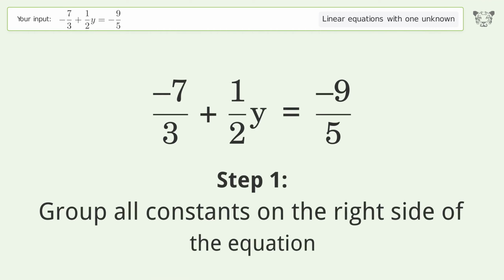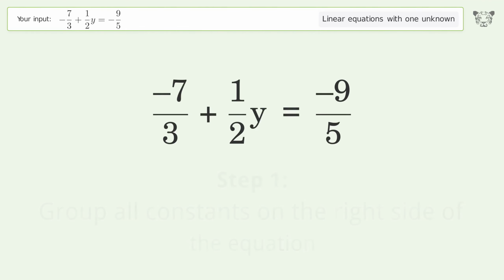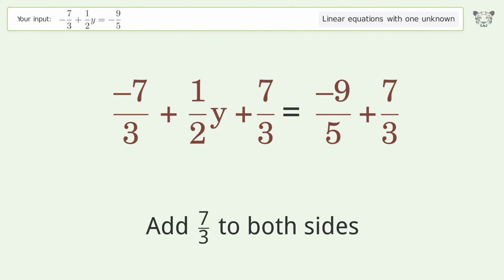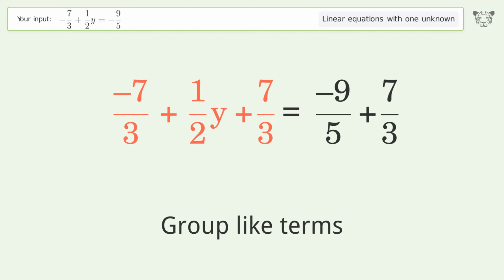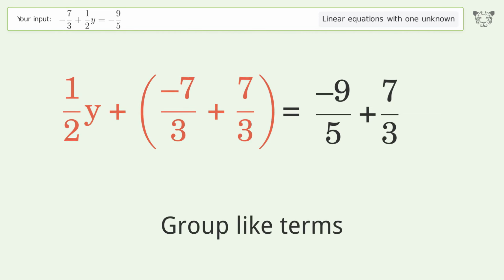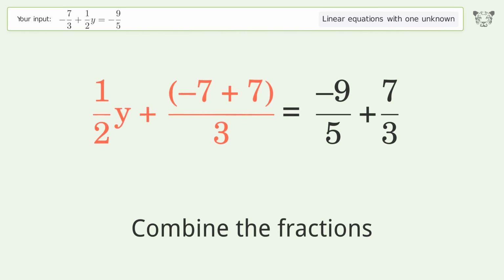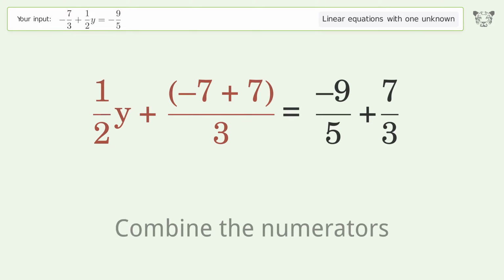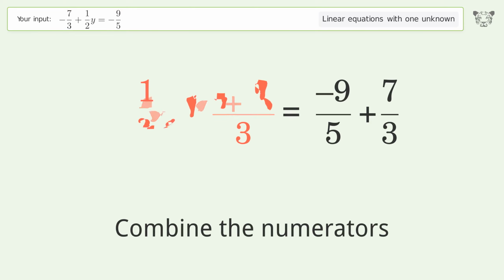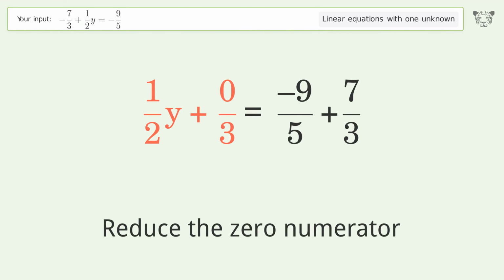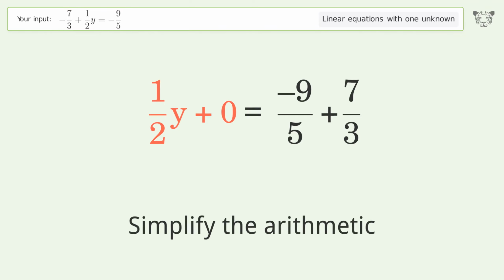Group all constants on the right side of the equation. Add 7 over 3 to both sides. Group like terms. Combine the fractions. Combine the numerators. Reduce the zero numerator. Simplify the arithmetic.